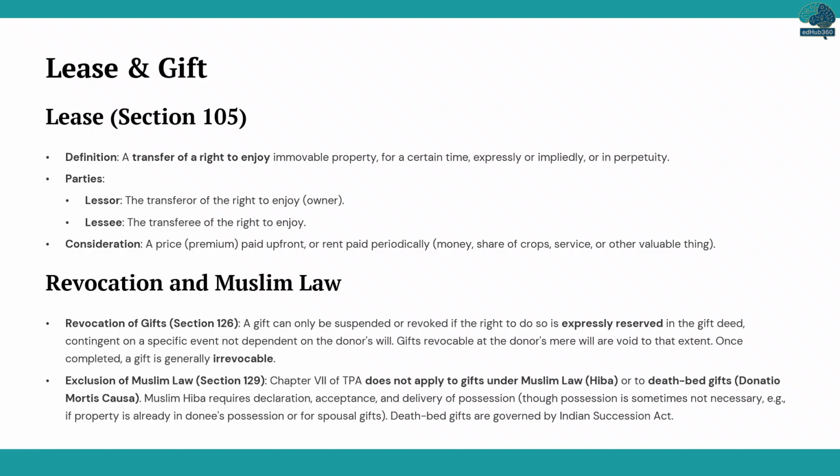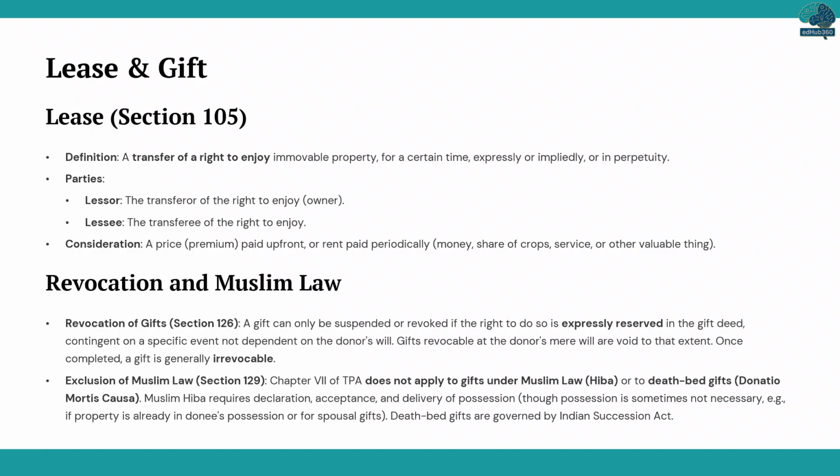Regarding revocation of gifts, under Section 126, a gift can only be revoked if that right is expressly reserved in the gift deed, contingent on a specific event, not dependent on the donor's mere will. Once completed, a gift is generally irrevocable. Importantly, Chapter 7 of the TPA, which deals with gifts, does not apply to gifts under Muslim law, hiba, or to deathbed gifts, donatio mortis causa, as these are governed by their respective personal laws or the Indian Succession Act.